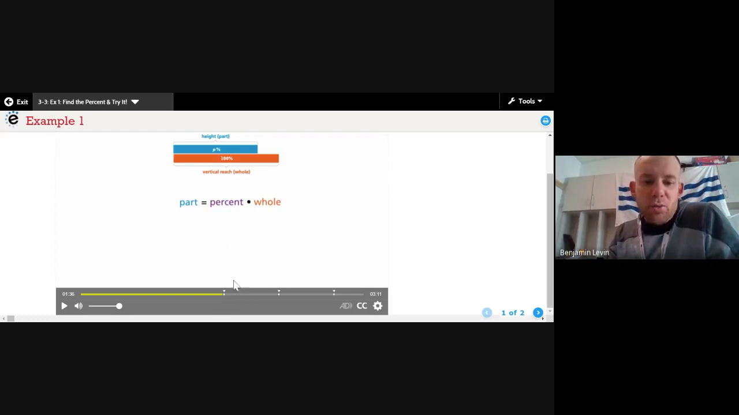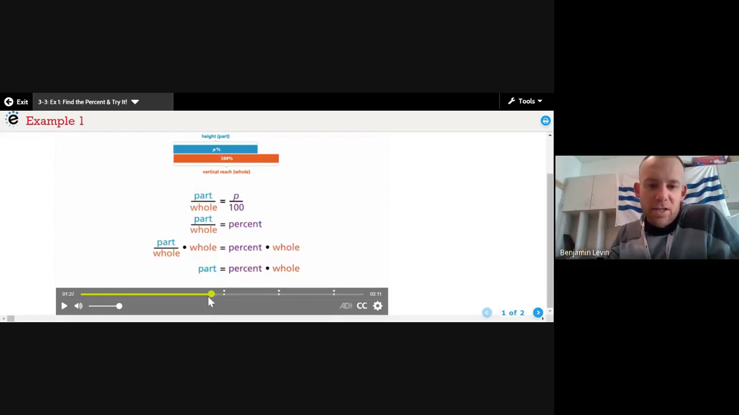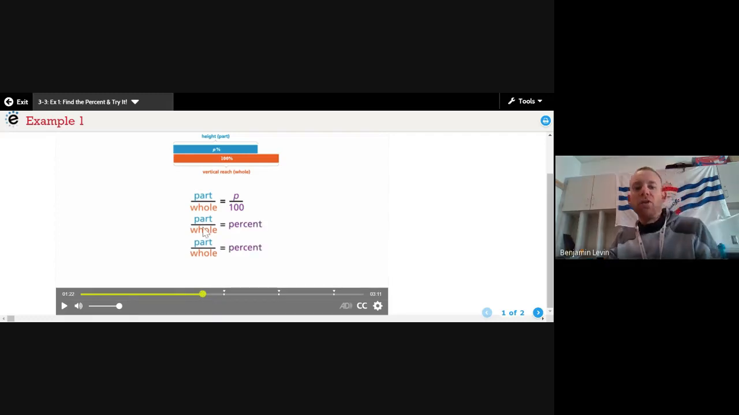So I liked what they said, and I'm going to back this up just a second here. Part over whole is percent. Part over whole equals percent. That, in my opinion, is the most important thing to learn. Okay, it's the most important thing to learn in percent. Part divided by whole equals percent, right?